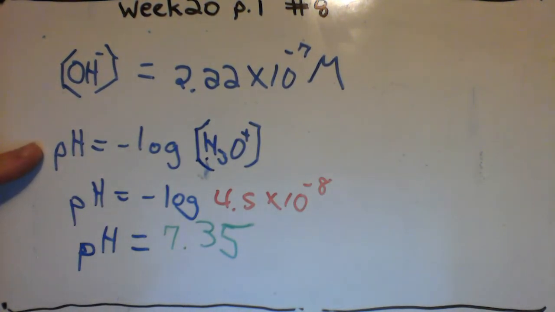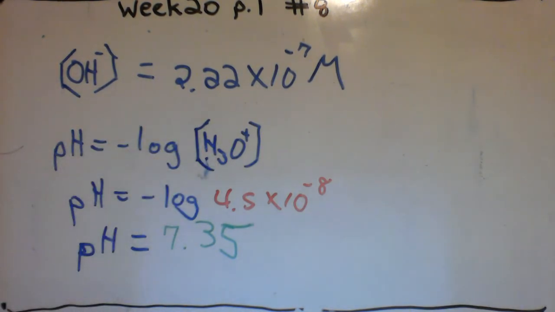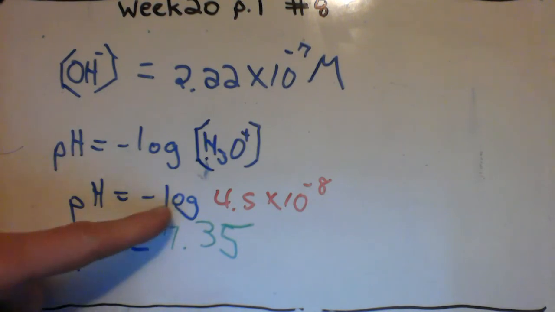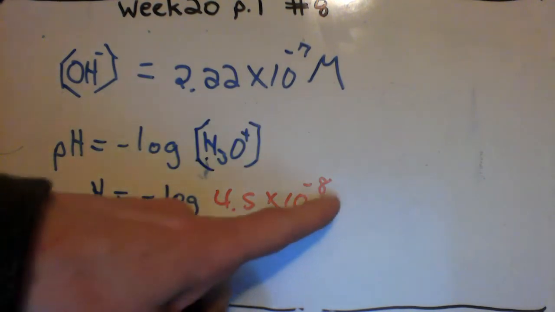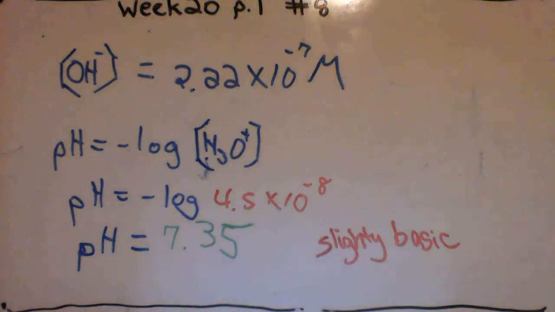In order to figure out whether it's acidic or basic, we can find the pH using the concentration of hydronium that was already given to us. If we take the pH equals negative log 4.5 times 10 to the negative 8th, we find that the pH is 7.35. Since 7.35 is a little tiny bit more than 7, which is neutral, then it's slightly basic.